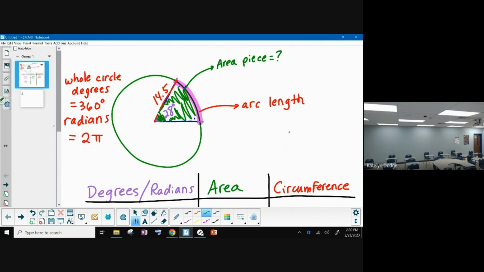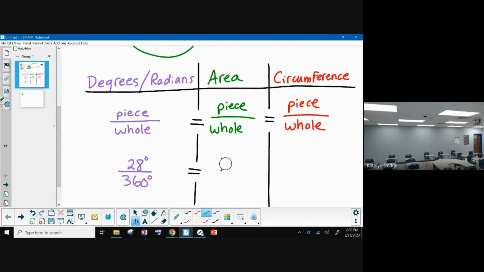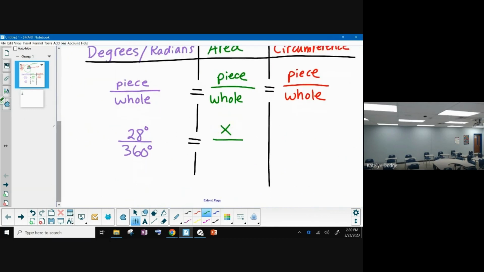We don't know. So we can call that X for now. And that's totally fine to leave one of the values as unknown. That's really the whole point, is we want to find something here. What do we do for the whole?